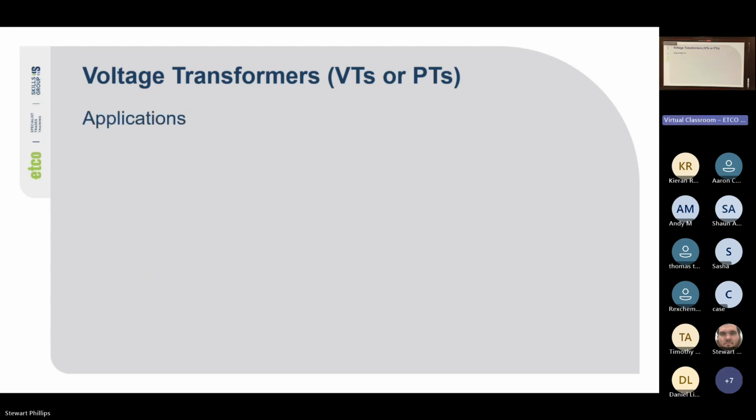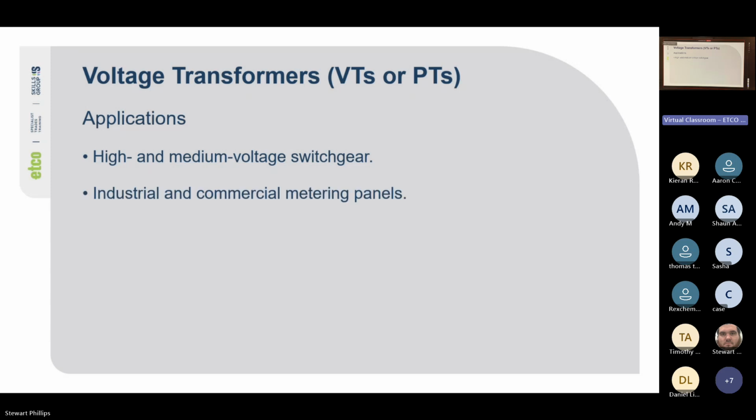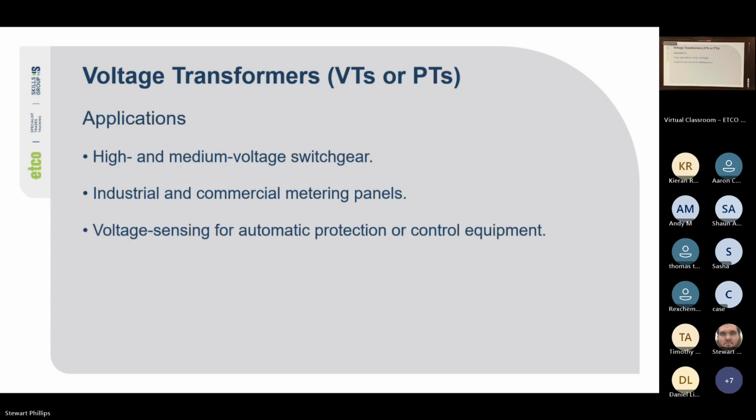Cool. So our applications for these. High and medium voltage switchgear, so voltage switchgear that falls outside of the range of standard voltages. So it can be used for industrial and commercial metering panels, and for voltage sensing for automatic protection or control equipment.